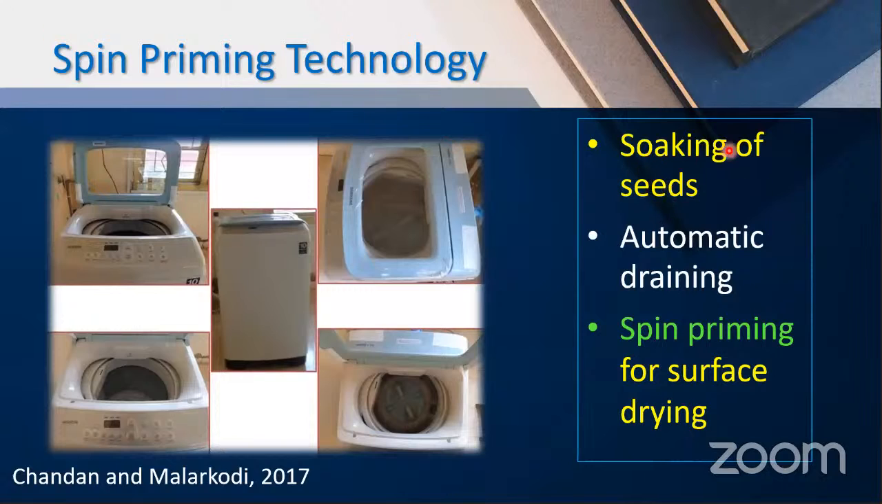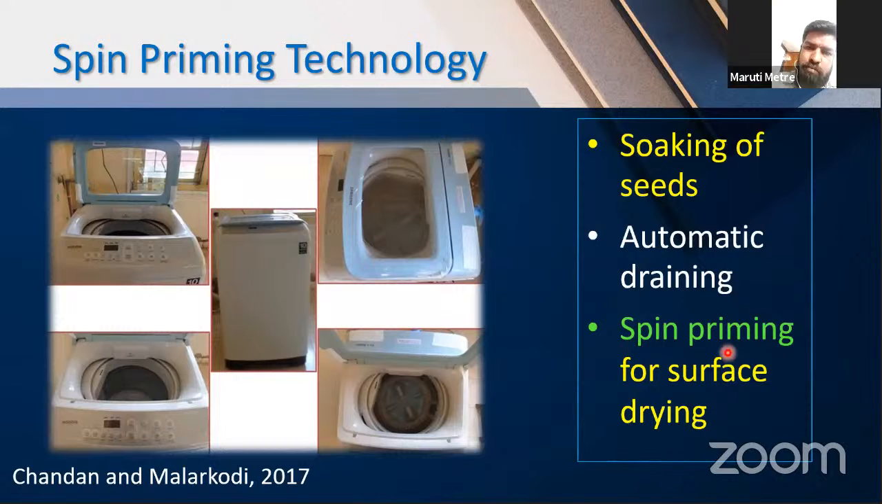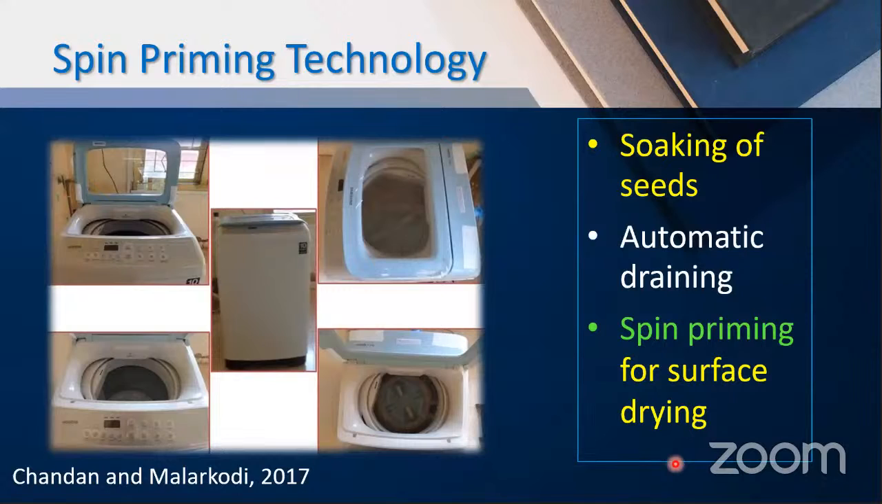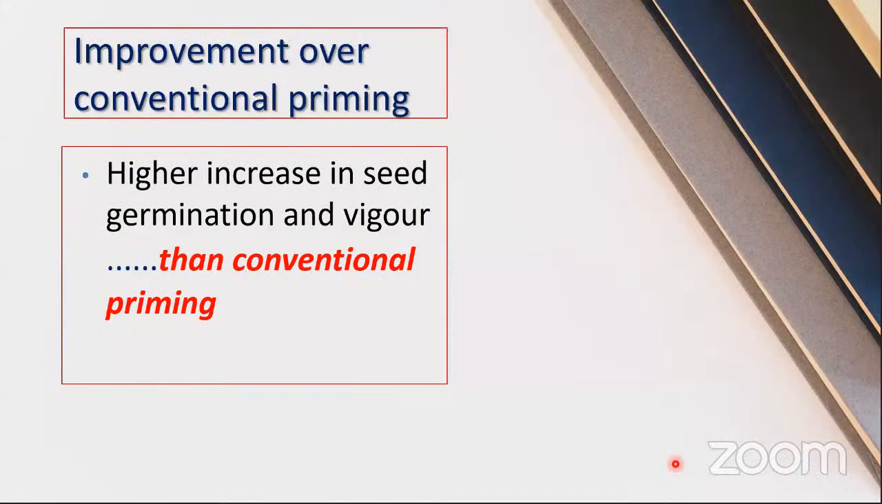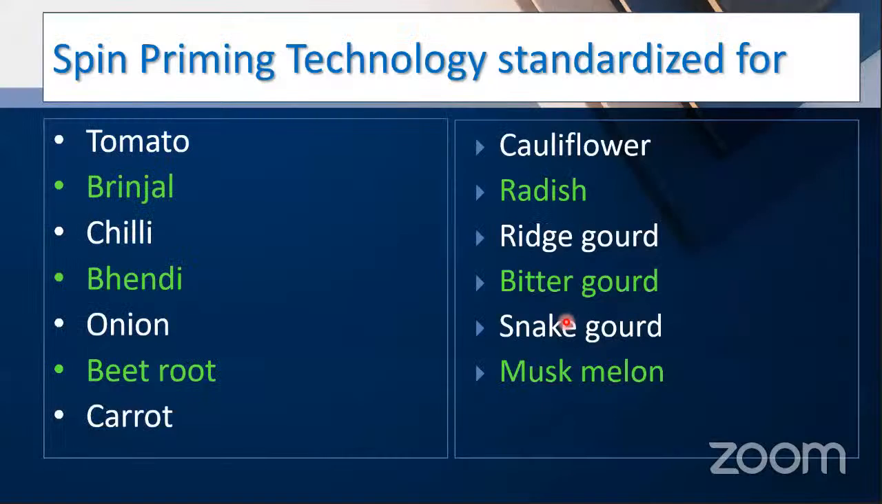Here it involves soaking of seeds, automatic draining of the seeds, and then spin priming for surface drying of the seeds. So you can take out the moisture by the spinning process, and then you can dry it easily later on. He found that there was an improvement over the conventional priming, giving a higher increase in seed germination as well as seed vigour. He has analyzed different crops like tomato, brinjal, chilli, bhindi, onion, beetroot, carrot, cauliflower, radish, etc.